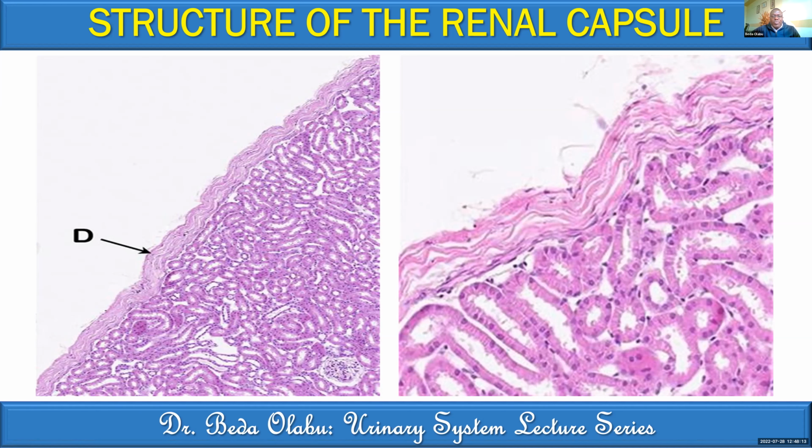Now, let's put into perspective the different parts of the kidney that we talked about and how they look histologically. We start with the renal capsule. The renal capsule is a connective tissue structure. So it's a dense, regular connective tissue structure that covers, therefore protects, the kidney, and the one labeled D there, that's the renal capsule. So we can see that this highly tubular structure is covered by a connective tissue structure. So that's the renal capsule. Even here, that's the renal capsule.